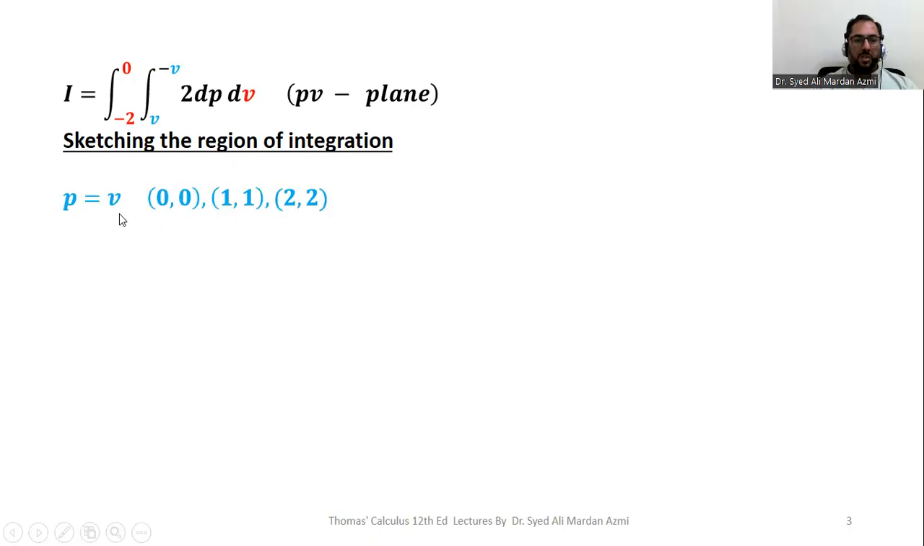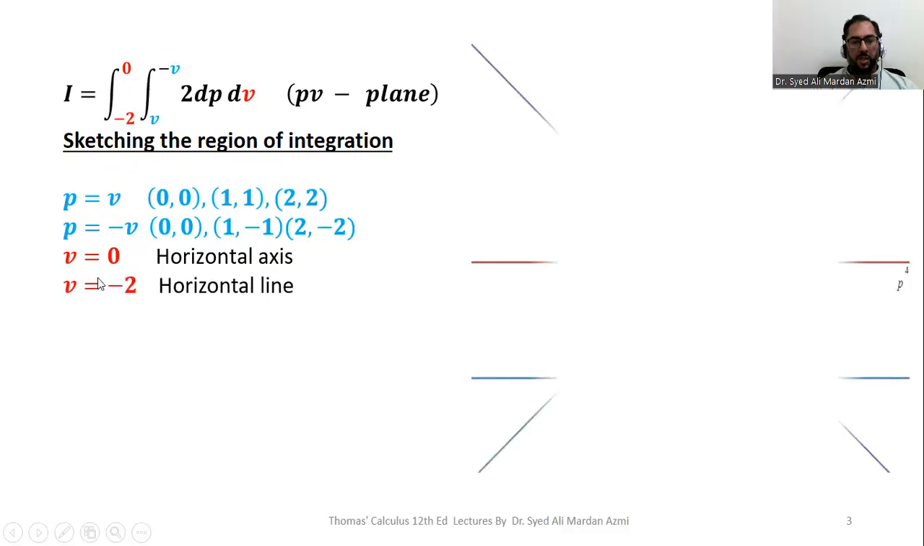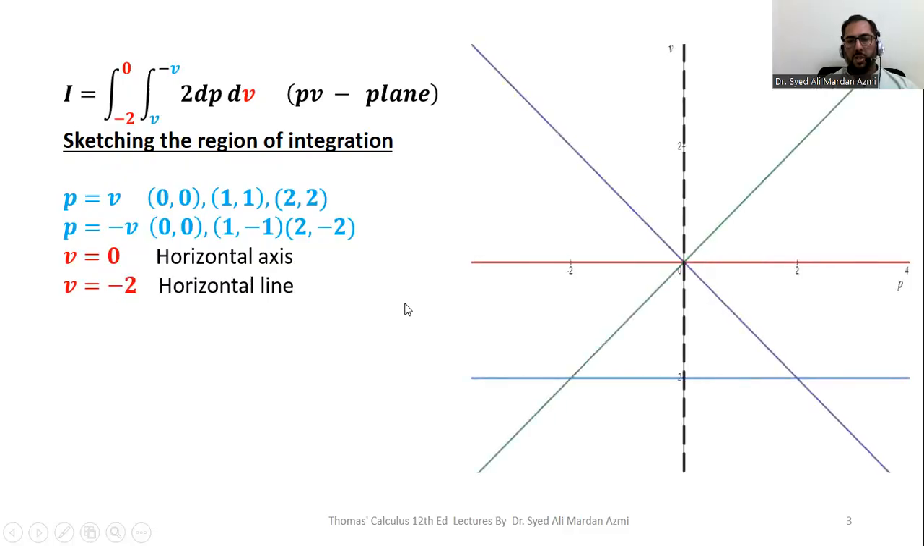First of all, we will discuss the boundary p equal to v. p equal to v will be a line which passes through the points 0, 0, 1, 1, 2, 2, because if you substitute p equal to 0, you will get v equal to 0. You will get the same coordinates. Similarly, p equal to minus v will be a line which passes through the following points in the PV plane. v equal to 0 will be the equation of the horizontal axis, and v equal to minus 2 will be a horizontal line.